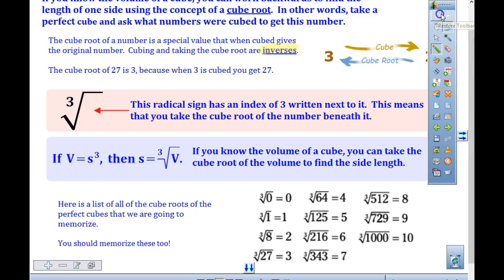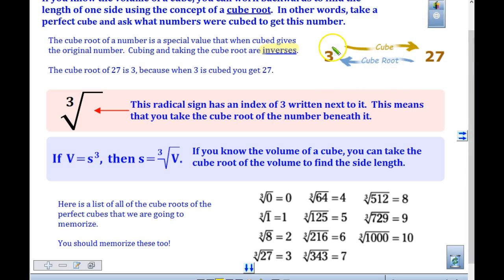So again, similar to what we did the other day, if I take 3 to the third power, that's how I get 27. And when I take 27, and this time notice I write the 3 up here, that's taking the cube root of 27, and that gives me this 3. So volume is equal to s cubed. s is equal to the cube root of the volume.